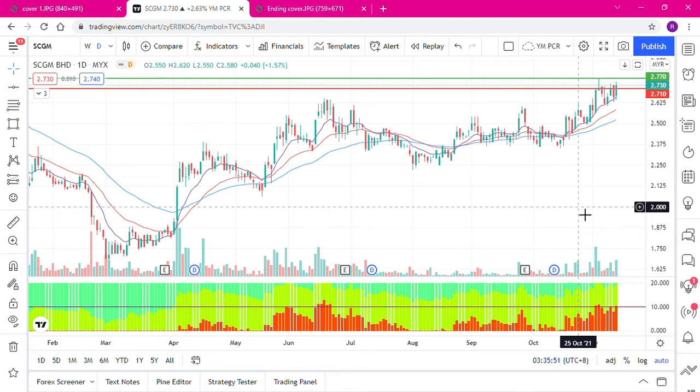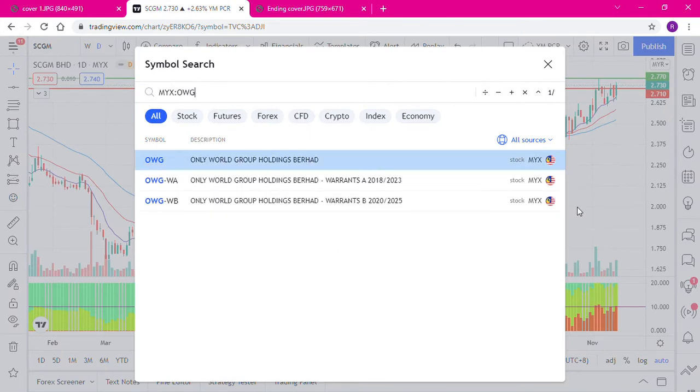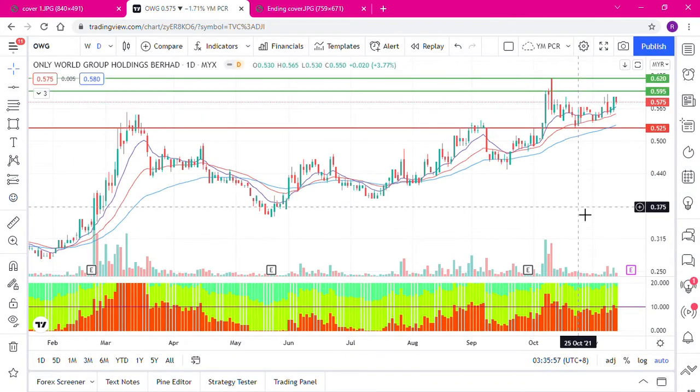And next we go to the last counter, which is the OWG, the Only World Group. For those of you who aren't aware of this company, let me do a brief, simple introduction. Only World Group is one of the companies that benefited directly from the economy reopening and also the travel and tourism of Malaysia.